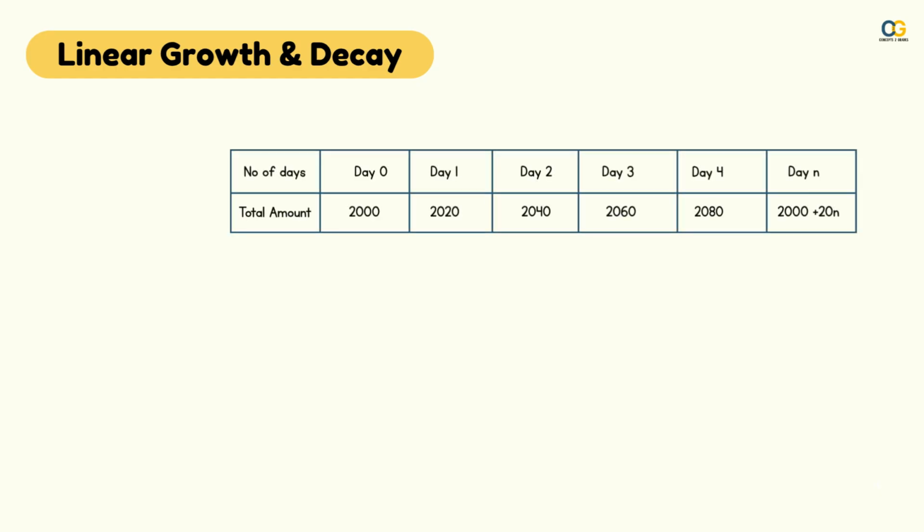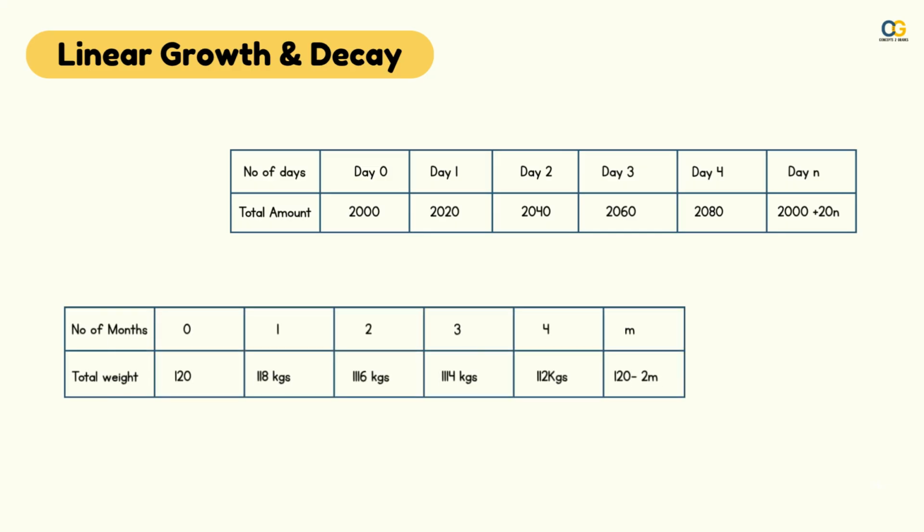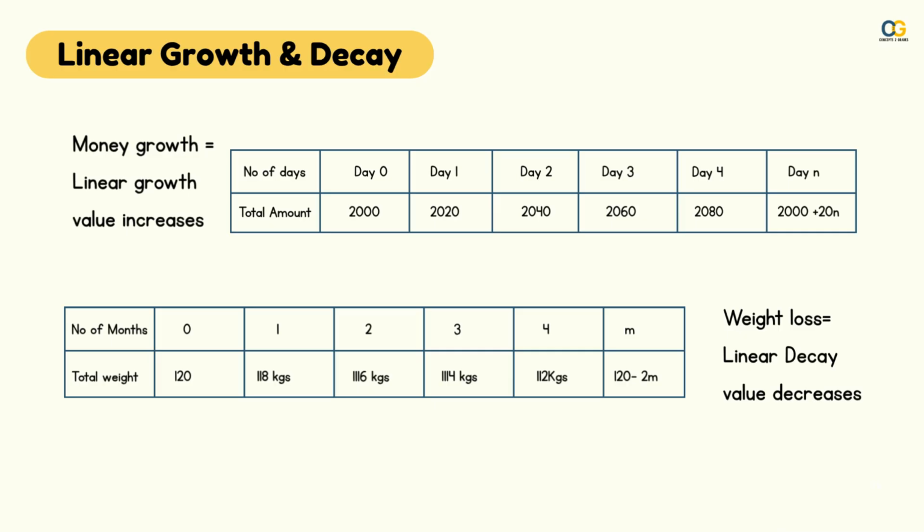Moving on to understand what is linear decay and growth. We saw 2 examples here. One where the money grew each day as you kept adding, the money grew by 20 rupees. The other is the weight loss program where the weight reduced over time. So whenever there is a growth in the number, that is, the sequence continues to grow or the value increases, it is called linear growth. And whenever there is a reduction in the number, where the value continues to decrease, it is called a linear decay.